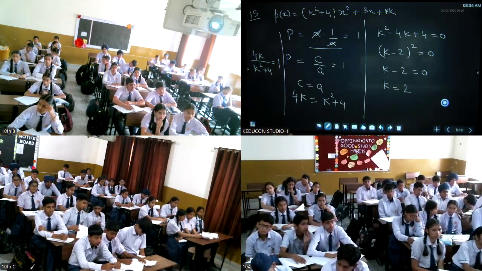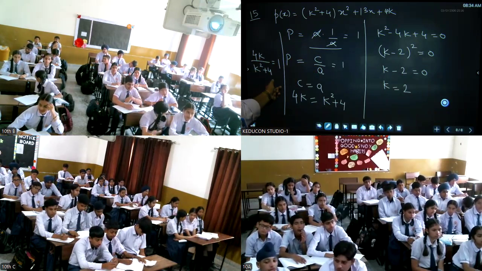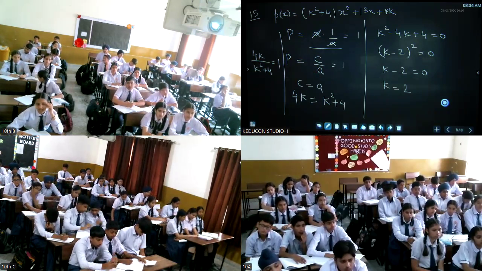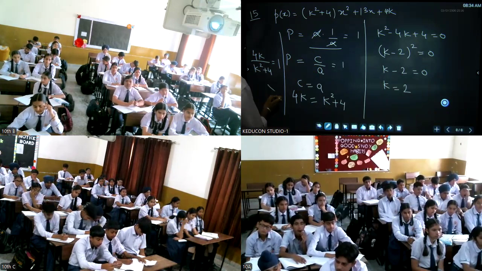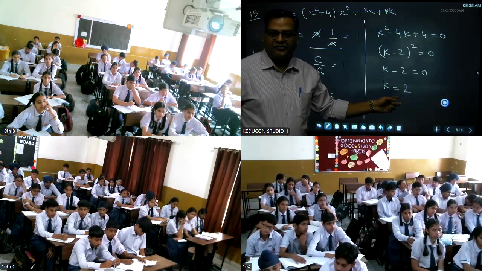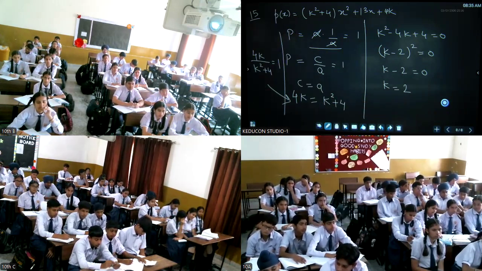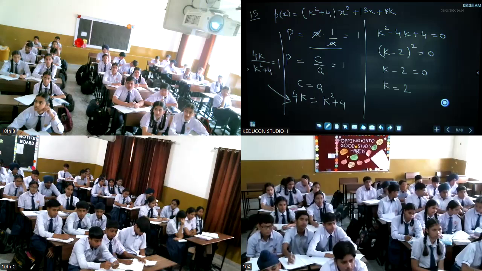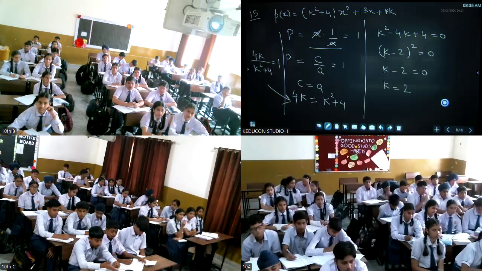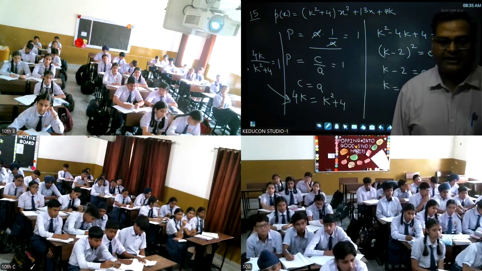Yes or no? We have got the value of the product as 1. So 4k upon k square plus 4 equals 1. Cross multiplying, you get this equation. You solve this equation, so you get the value of k. Now is it clear, students, or not? Is it clear now, or still not?